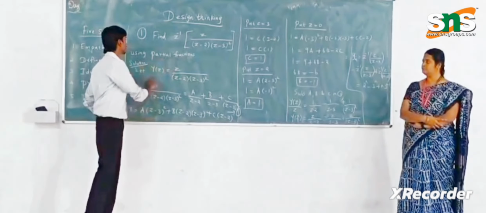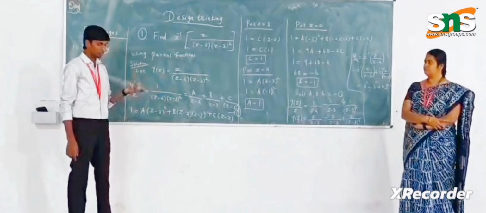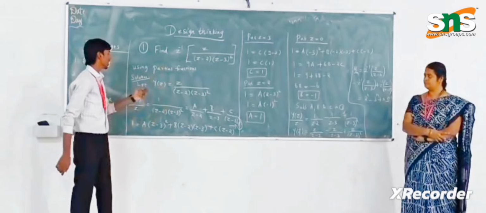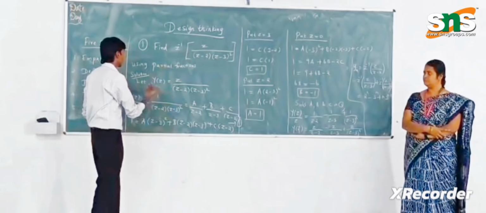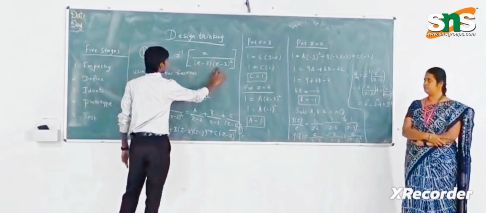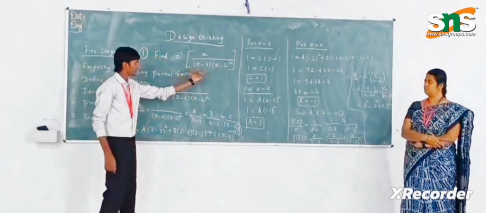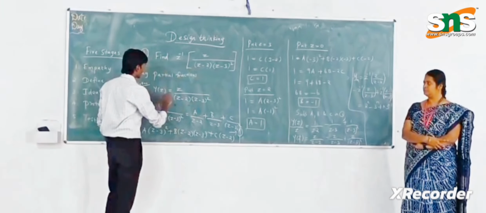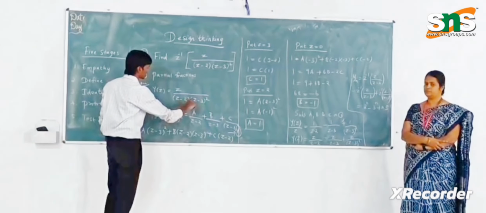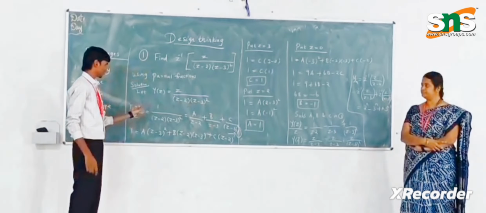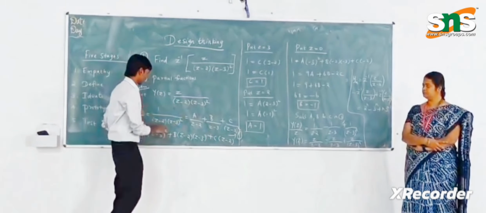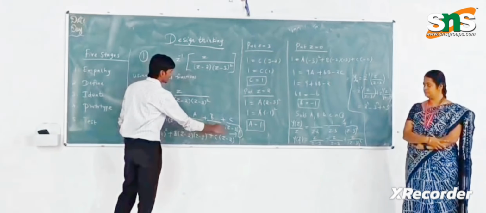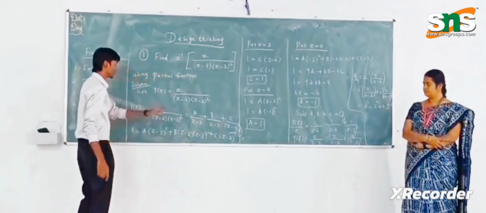Now we solve the equation using partial fractions. We identify the equation as a rational fraction, and we want to split it into parts. It gives the partial equation: Y of z equals z divided by (z minus 2) and (z minus 3) square. Now we split the equation into A divided by (z minus 2) plus B divided by (z minus 3) plus C divided by (z minus 3) the whole square.